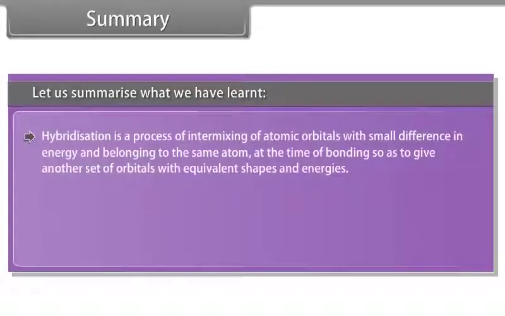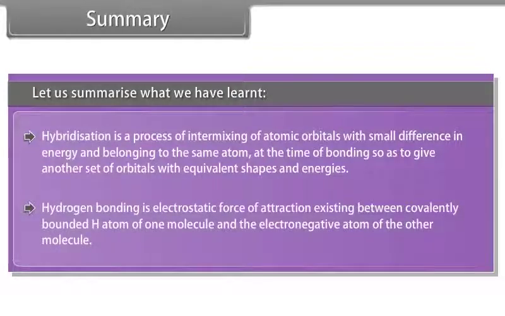Hybridization is a process of intermixing of atomic orbitals with small difference in energy and belonging to the same atom at the time of bonding, so as to give another set of orbitals with equivalent shapes and energies. Hydrogen bonding is the electrostatic force of attraction existing between the covalently bonded H atom of one molecule and the electronegative atom of the other molecule.